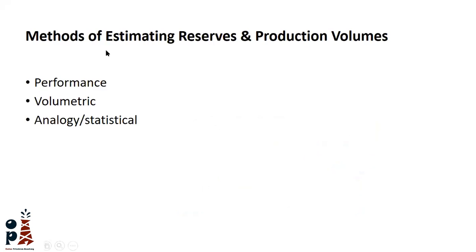So how do we make an estimate of reserve and production volume? We have three ways. Performance, which includes the decline curve analysis and material balance. This is made by reservoir engineers. The second way is called volumetric. This is made by geologists, in which you will have original oil in place, and the reservoir engineer applies a recovery factor based on the drive mechanism of the reservoir. The third method of estimating reserve is called analogy or statistical. This is if you have no data about the field, you take an offset field and you make an analog reserve estimation.